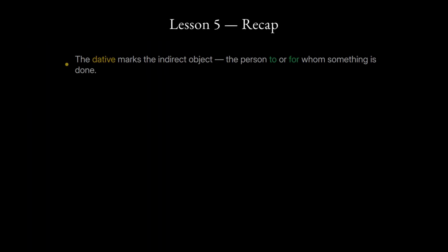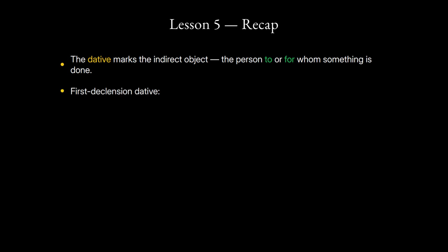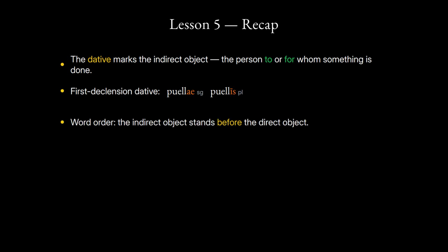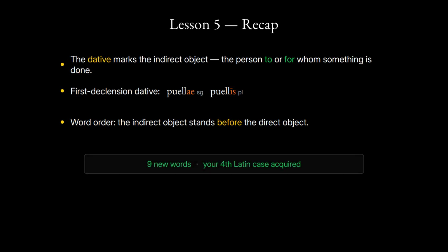The dative case marks the indirect object, the person to or for whom something is done. First-declension dative singular, Puellae. Dative plural, Puellis. The indirect object stands before the direct object. You learned 9 new vocabulary words and your 4th Latin case. Next lesson introduces the ablative, the 5th and the final case of the first declension.